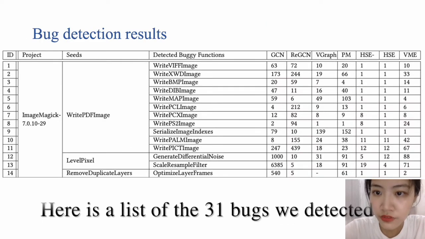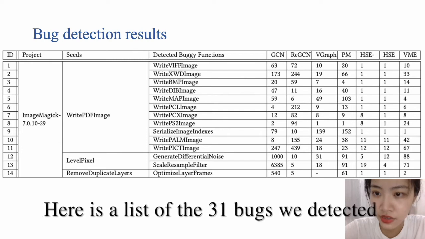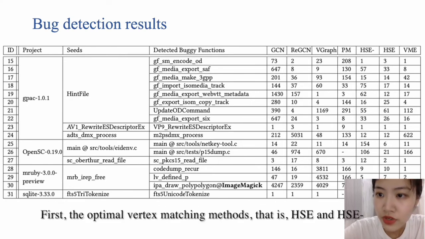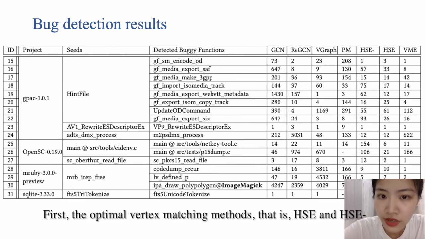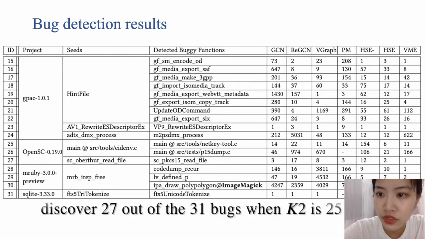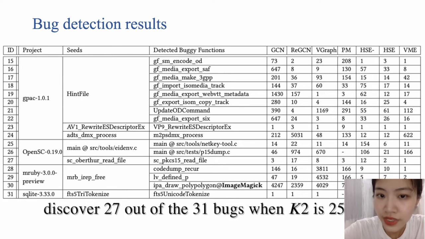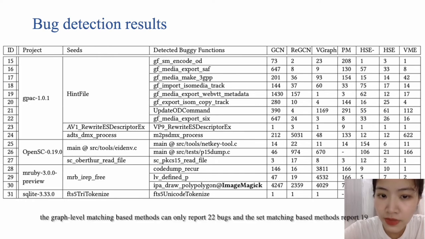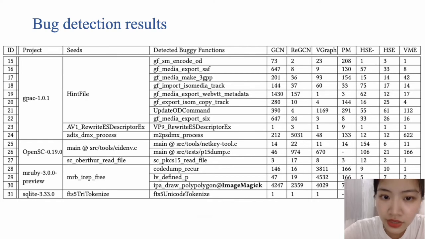Here is the list of the 31 bugs we detected. We get some noticeable findings. First, the optimal vertex matching methods, that is, HSE and HSE-, discovered 27 out of the 31 bugs when K2 is 25. In contrast, under the same setting, the graph level matching based methods can only report 22 bugs, and the set matching based methods report 19.